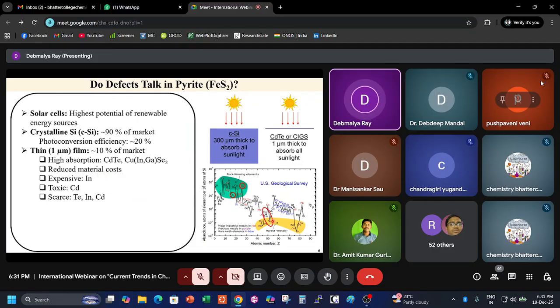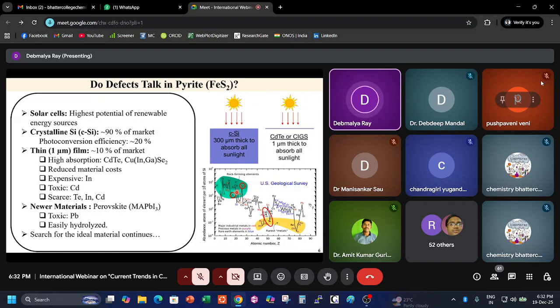So, for example, this is a picture from the US Geological Survey that shows the abundance of the elements as a function of the atomic number. And you see that cadmium and tellurium are not very abundant compared to iron and sulfur. And then recently there has been research on perovskites, which contain lead. And the problem there is that lead gets easily hydrolyzed. So you don't want a solar panel on top of your roof and then have lead poisoning at your home. So that's why the search for the ideal solar cell material is still ongoing.